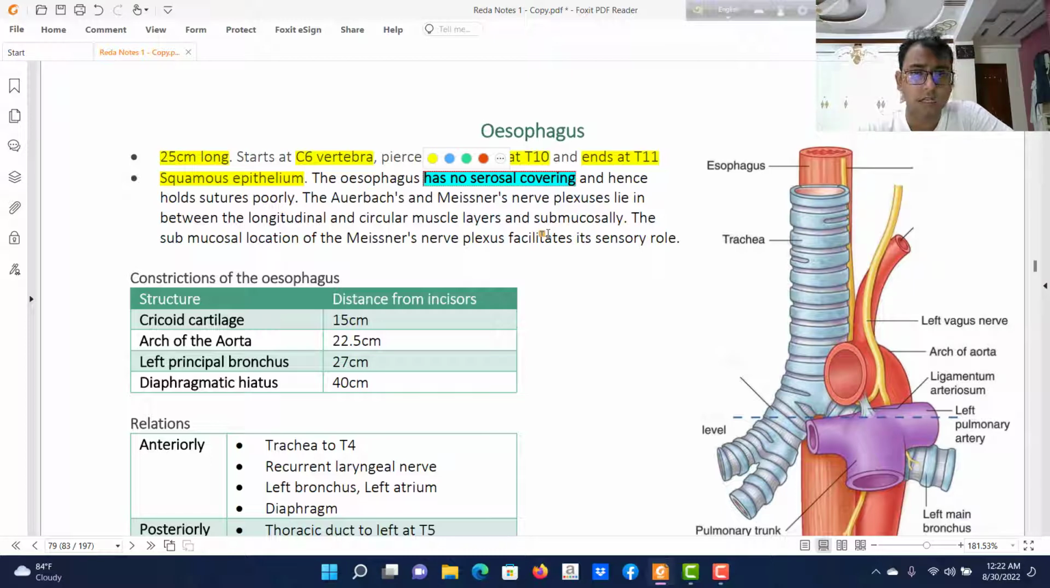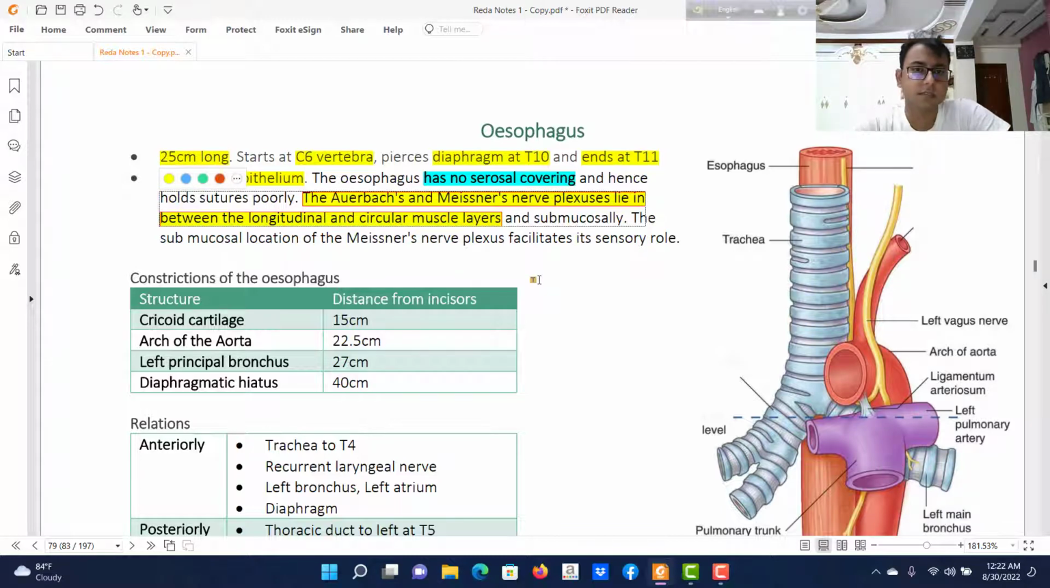If you know what adventitia is and what serosa is: serosal lining is placed where viscera lie within potential body cavities, like peritoneal cavities, like pleural cavities. In that case, the viscera which lie within the potential body cavities have what is called the serosal covering. The Auerbach plexus and the Meissner plexus lie between the longitudinal and circular muscle layers, and the submucosal location of the Meissner nerve plexus facilitates the sensory role. So the Auerbach plexus lies between the longitudinal and circular muscles. So you must know these things.